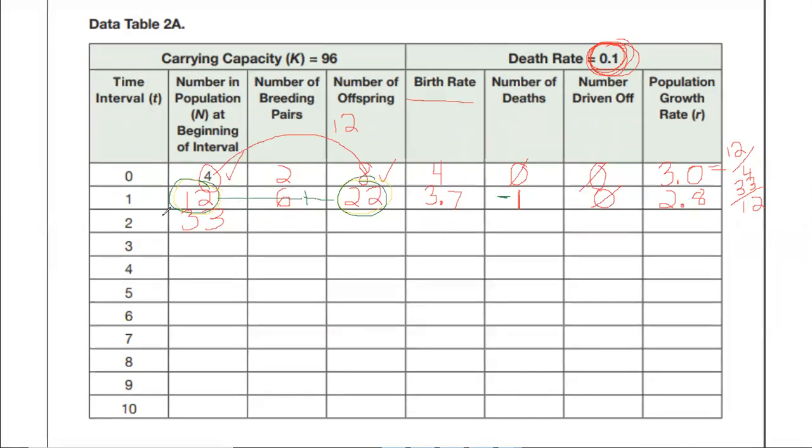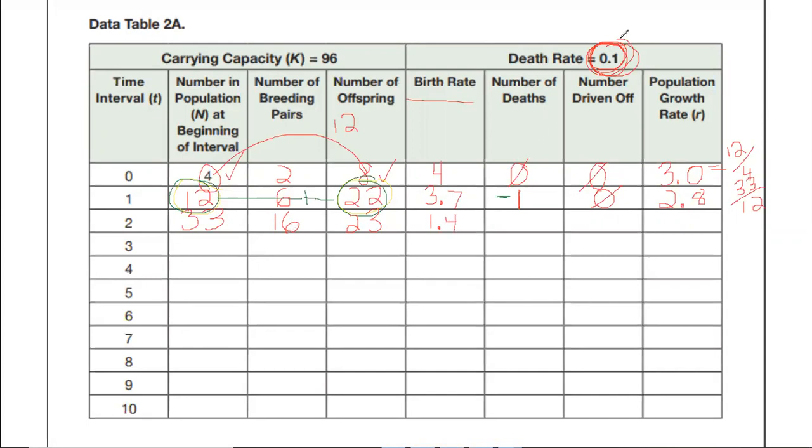When I had 33 at time interval 2, my breeding pairs was 16. That's why I had that odd man out, and I said that I was just going to make that bird a helper. The number of offspring that I produced during that time frame was 23. And using the birth rate calculation provided in the lab, I calculated a 1.4.